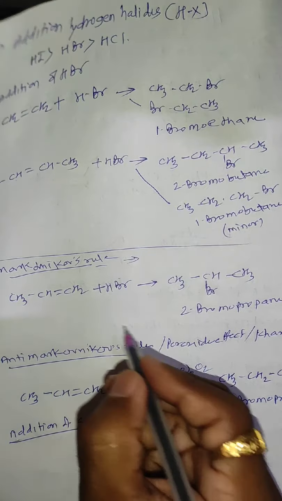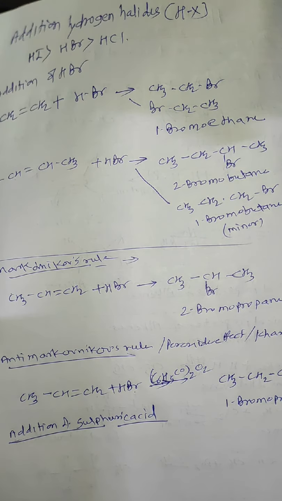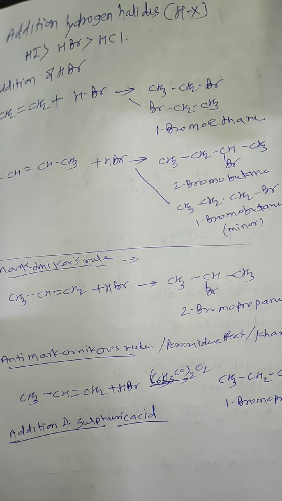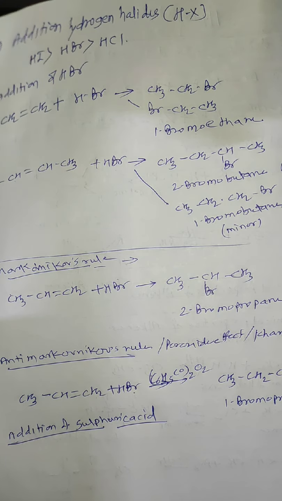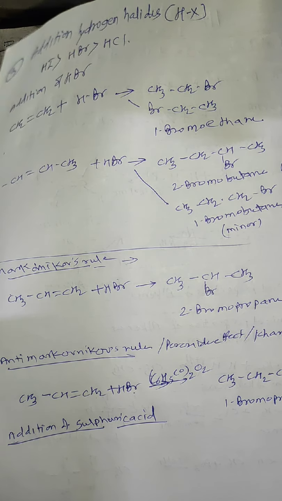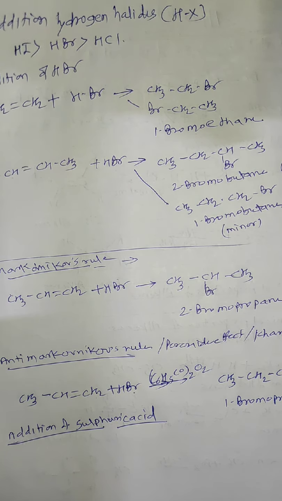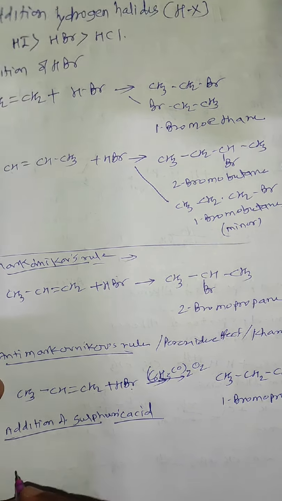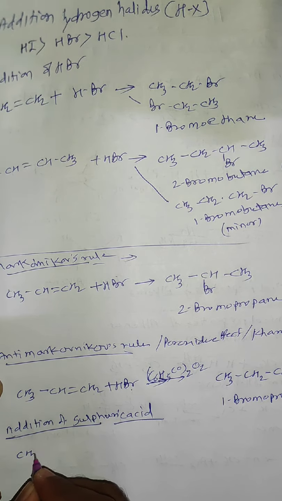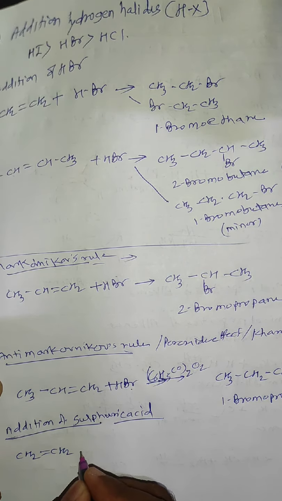Addition of sulfuric acid. Now this addition is according to Markovnikov's rule. Alkene reacts with cold concentrated sulfuric acid to form alkyl hydrogen sulfate. The addition takes place with Markovnikov's rule. Example, alkene like ethene, CH2 double bond CH2.